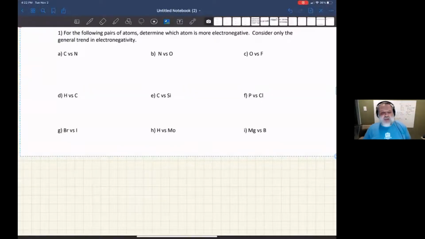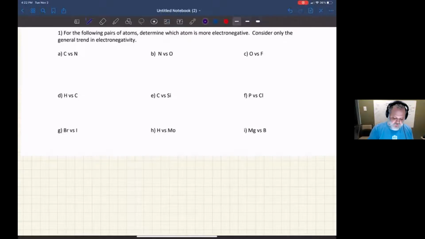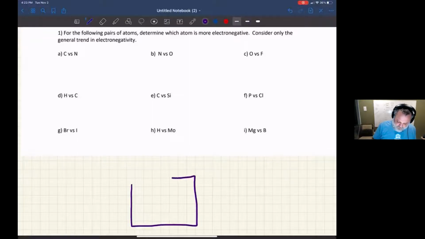All right, so this question asks you to determine which atom is more electronegative. And so we're going to consider a trend in electronegativity. Now, there is a general trend in electronegativity with our representative periodic table, and it looks like this, and it points at fluorine. Fluorine is the most electronegative atom.